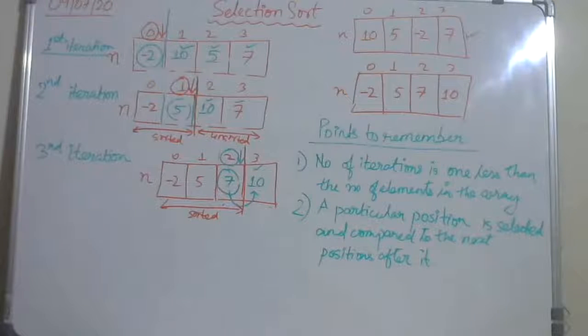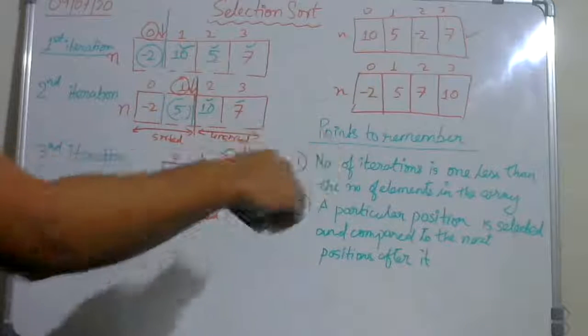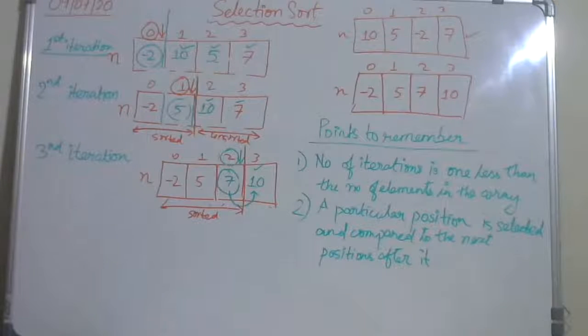So these are two important points with respect to the logic of how selection sort works. Remember these two points, it will help you to write the program. So let's take a look at the programming code of selection sort, and these two particular points that I have mentioned here will be much clearer once we write down the program. So let's take a look at the program now.